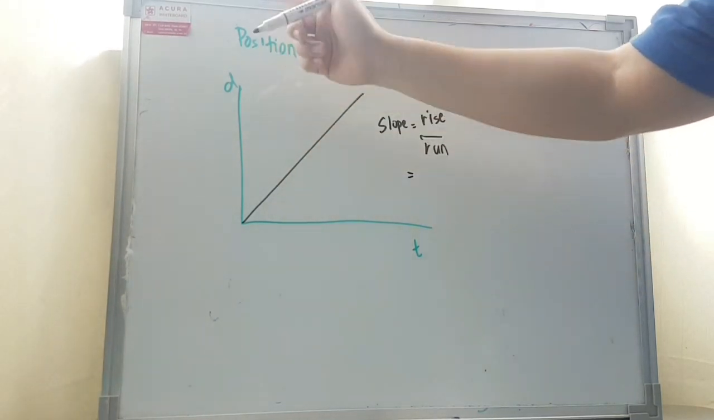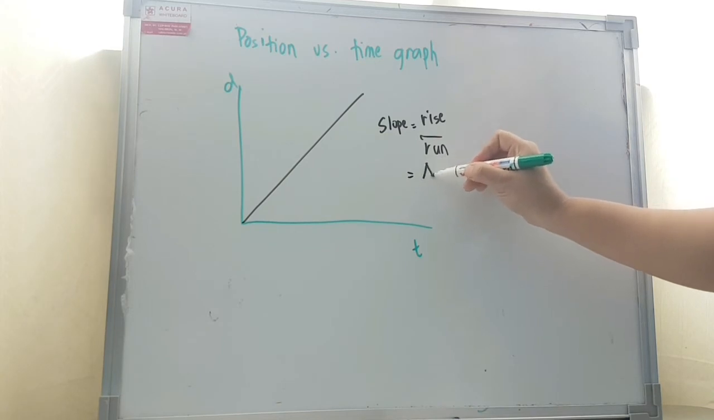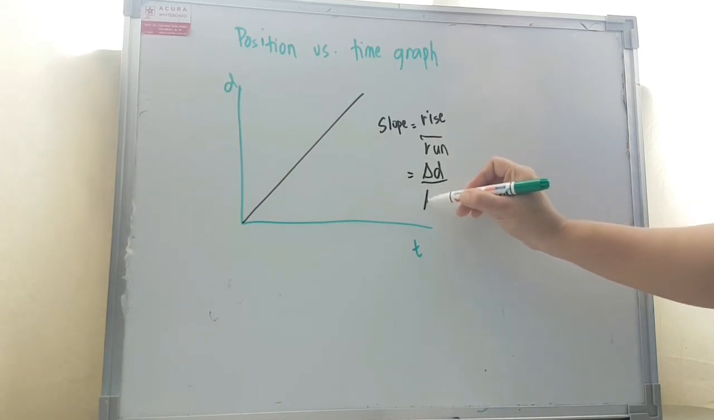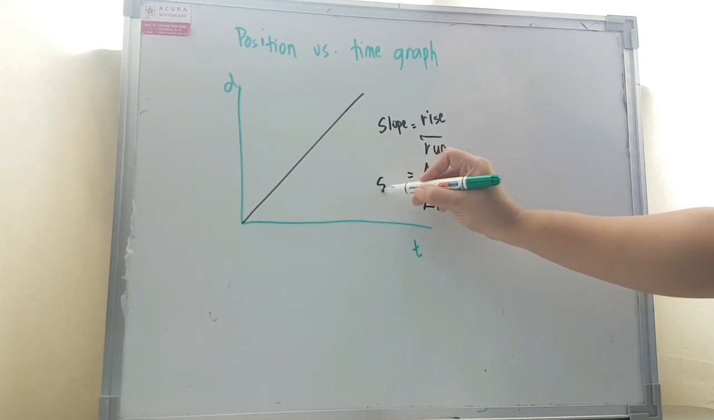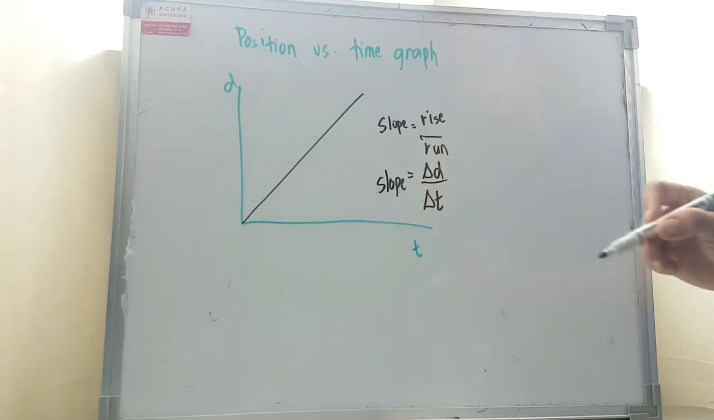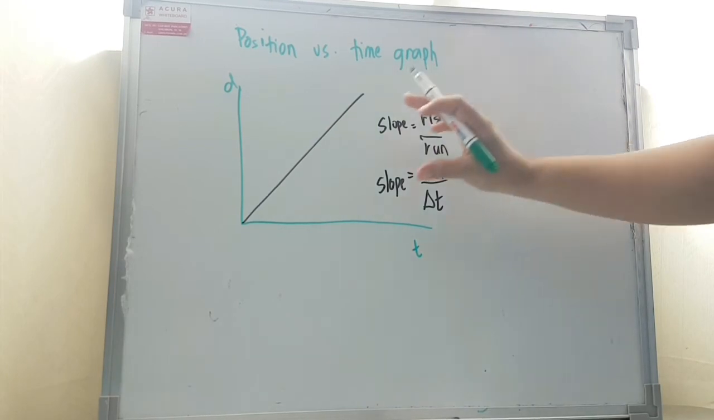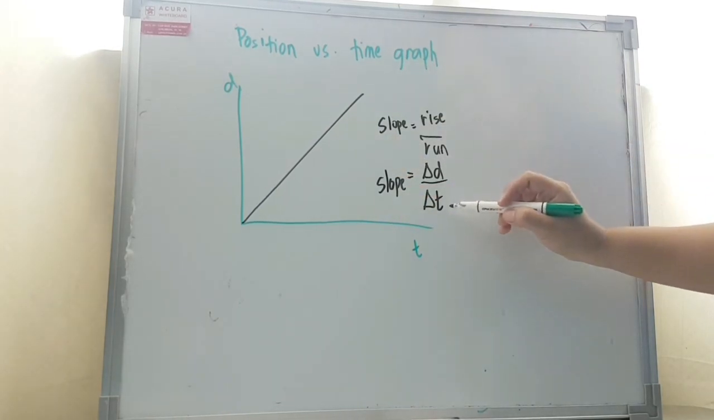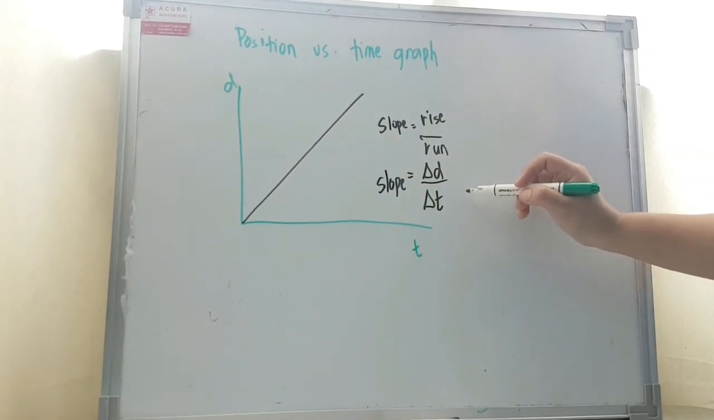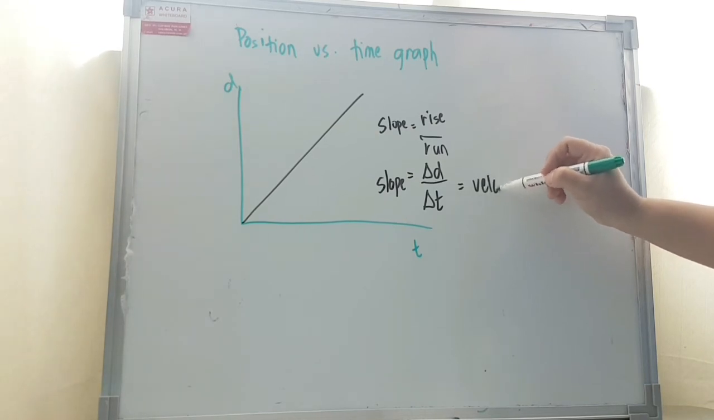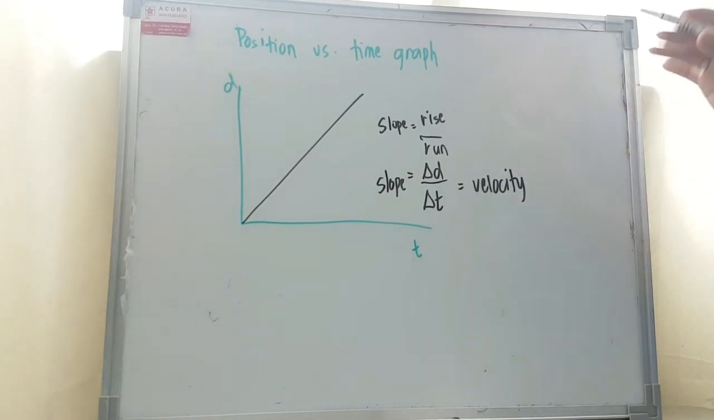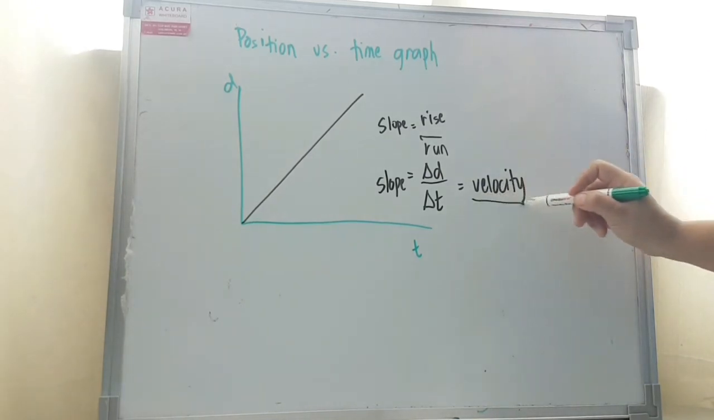So the rise is the delta d over delta t. So that is the slope of a position versus time graph. Looking at this one, delta d over delta t is actually the velocity. So we can now say that the slope of a position versus time graph is the velocity.